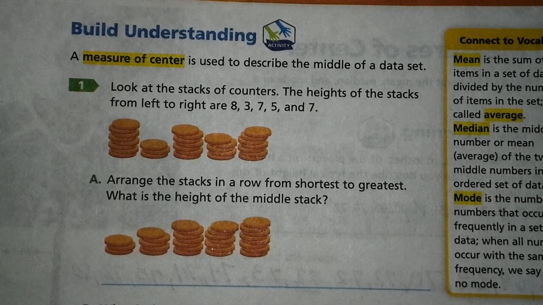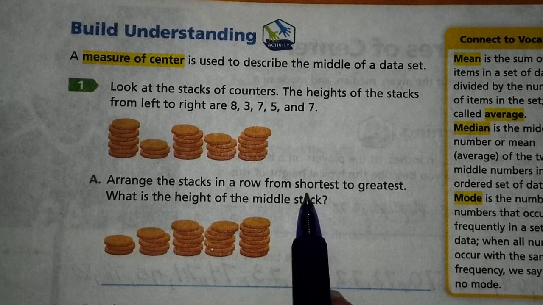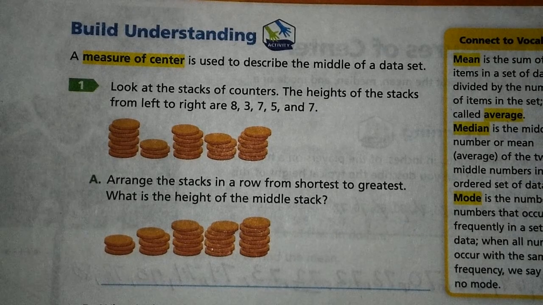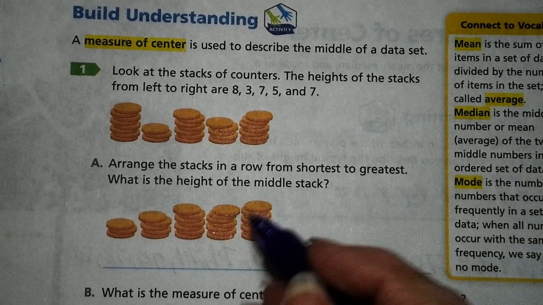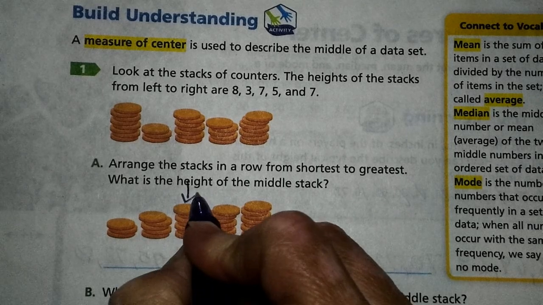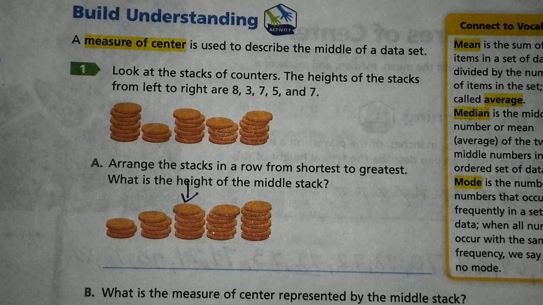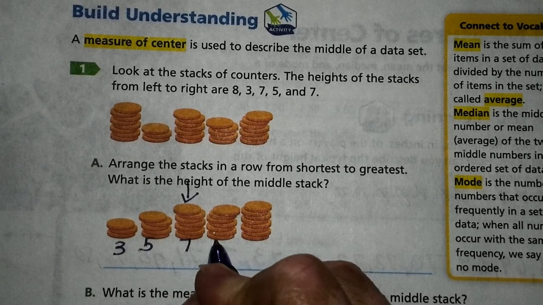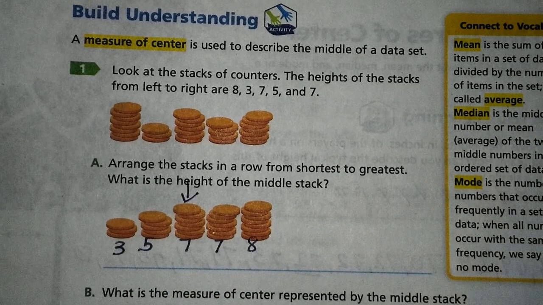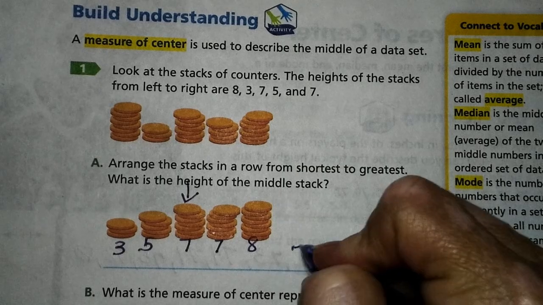So the first thing we're going to do is arrange the stacks in order from shortest to greatest, and sometimes you can do greatest to smallest, it doesn't matter. So what is the height of the middle stack? So that would be this stack right here. So this was the 3, this was the 5, 7, 7, and 8. So the middle stack would be 7.